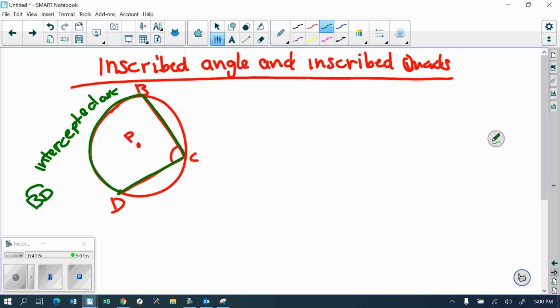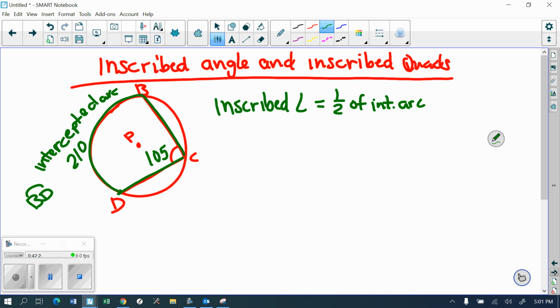Let's say this was 210 degrees. Then the inscribed angle is always half of it. So it'd be 105. So inscribed angle, that's the angle measure, angle symbol m, equals 1/2 of intercepted arc, INT for intercepted. Okay, so that's the rule.